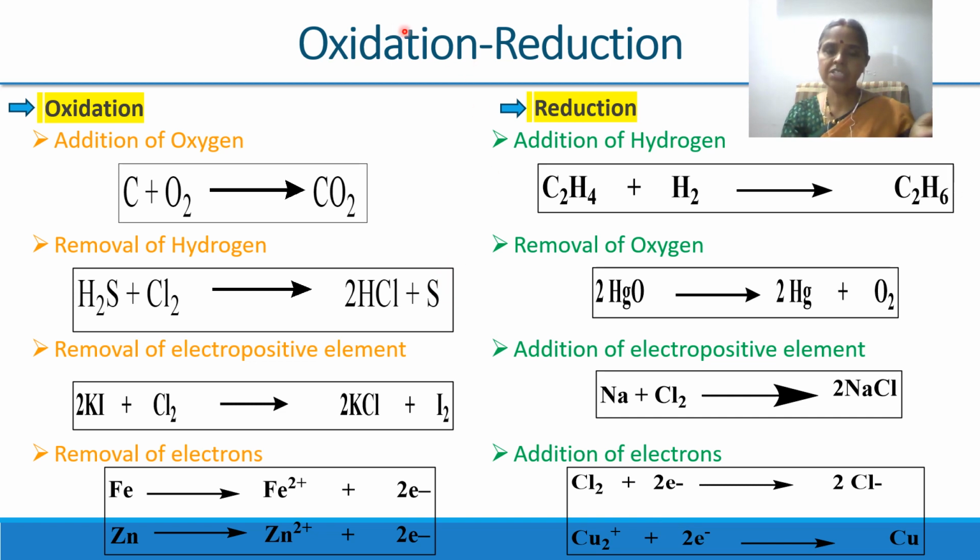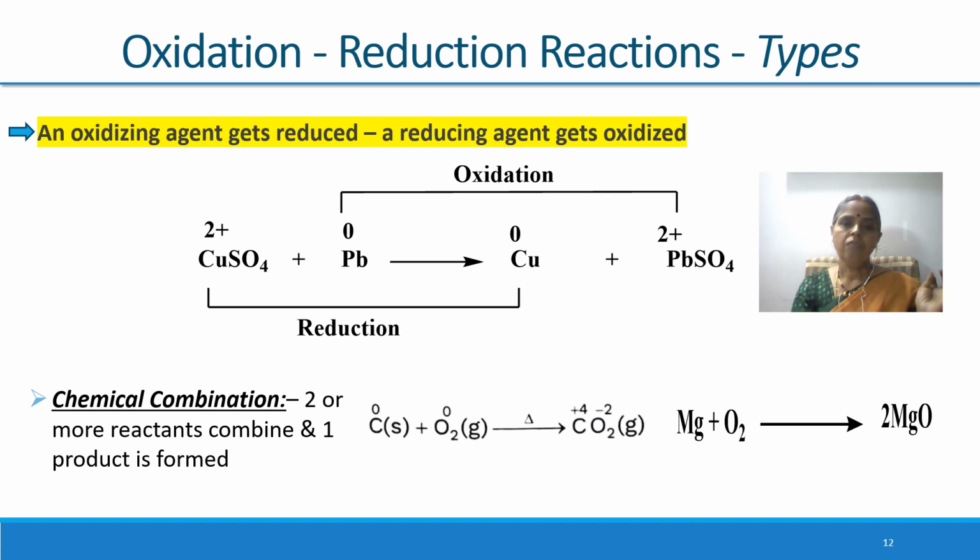So what is oxidation? What is reduction? Oxidation is addition of oxygen, removal of hydrogen, removal of electropositive element, removal of electrons. Addition of hydrogen, removal of oxygen, addition of electropositive element, addition of electrons is reduction. Now, what are the types? We go to the last part of the chapter, and this chapter pertains to different types of redox reactions.